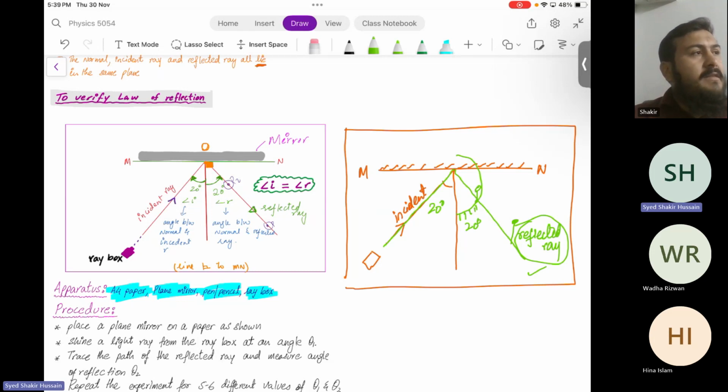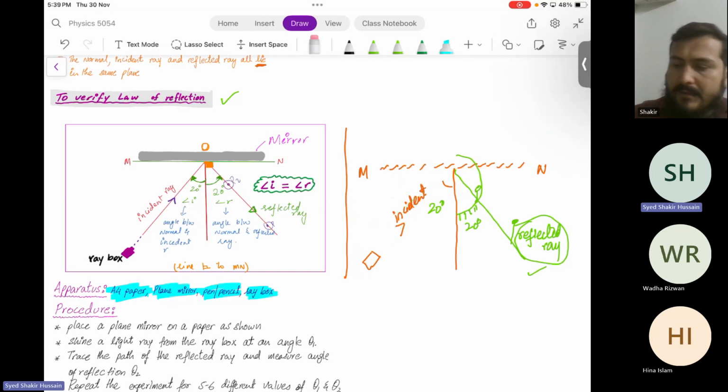An error of plus minus 1 degree is allowed, but if you have done it correctly, you will get an answer of 20 degrees. You will make more angles over here, 20, 30, 40, 50, right? And you would repeat the same procedure for all of them. You would find that always the angle of incidence is equal to the angle of reflection. So this is the law of reflection. Got it? Any problem? Any confusion? Okay.